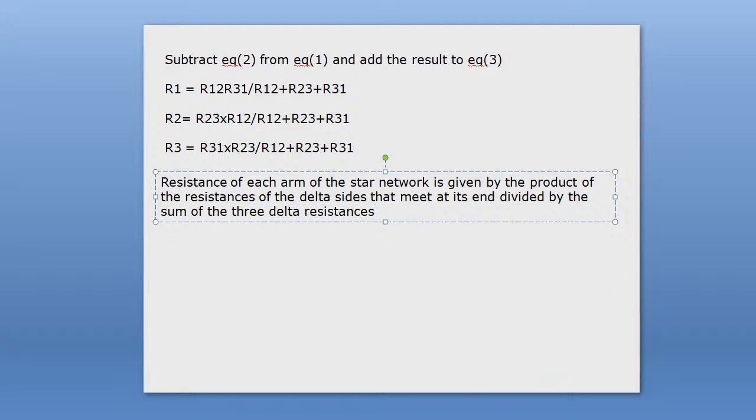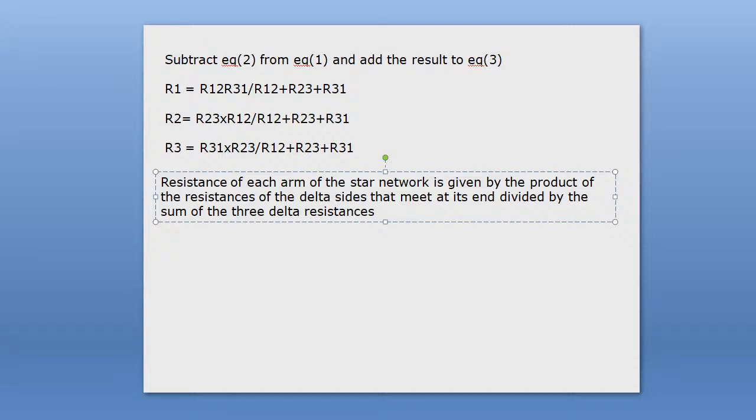Okay, so everyone see that this is very difficult for Amit Mishra. Sir, what is Amit, final result R1 equal to R12 R31 divided by, yes Amit, your answer is correct. R1 equal to R31 into R12 divided by the sum of three delta resistance. Thank you Amit, your answer is correct.